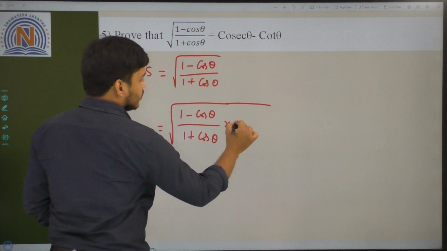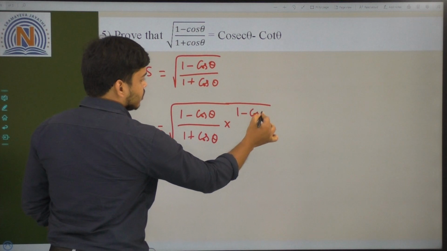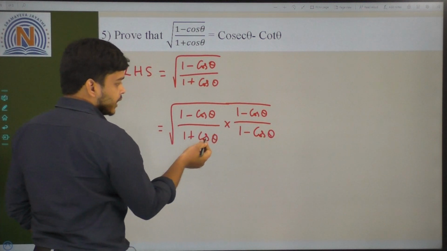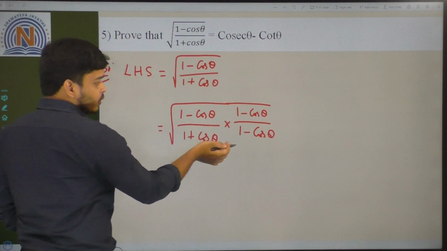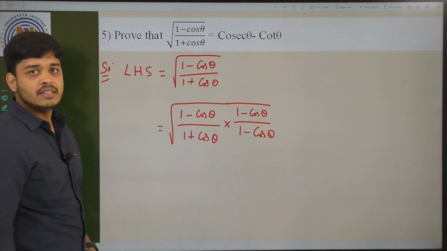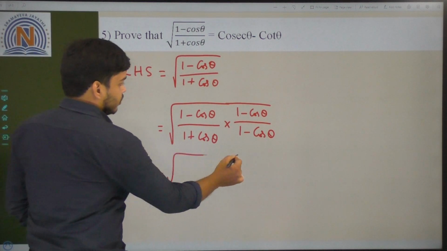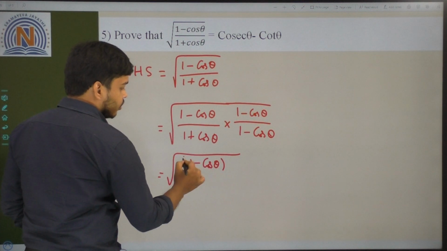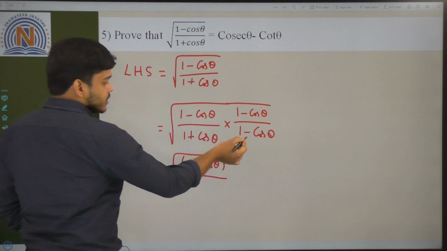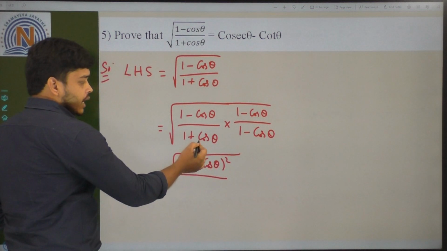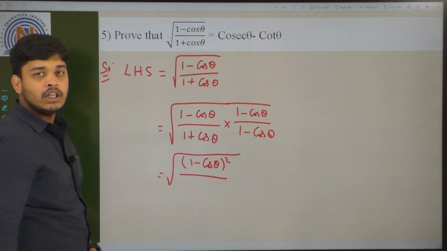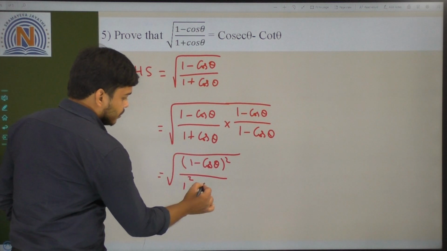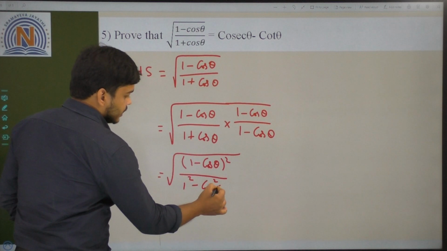I'm multiplying both the numerator and denominator by 1 minus cos theta. So 1 minus cos theta by 1 plus cos theta into 1 minus cos theta by 1 minus cos theta. Here both the numerator and denominator are multiplied by the same quantity, then the ratio doesn't change, right? So 1 minus cos theta into 1 minus cos theta, 1 minus cos theta whole square. Here if you observe, 1 plus cos theta into 1 minus cos theta, a plus b into a minus b is a square minus b square. So 1 square minus cos square theta.